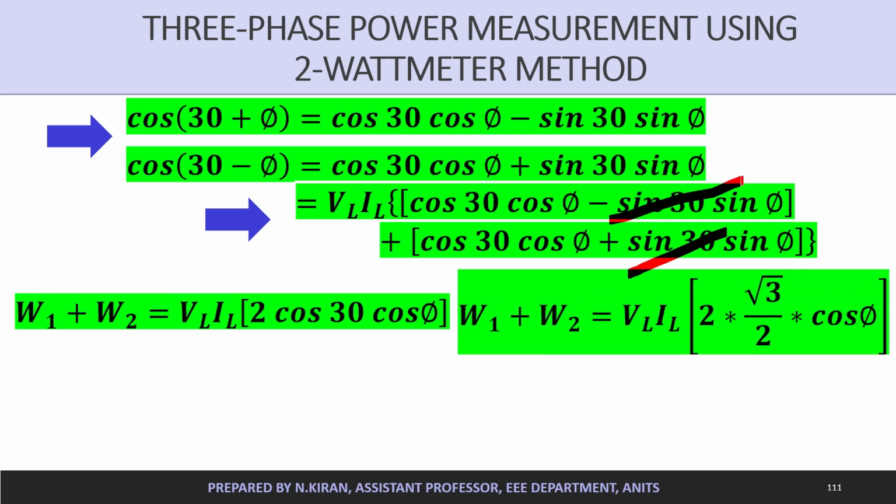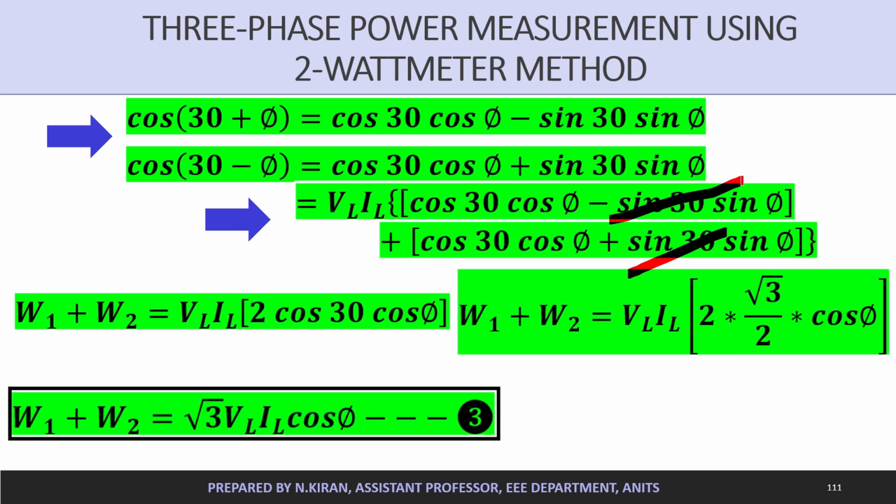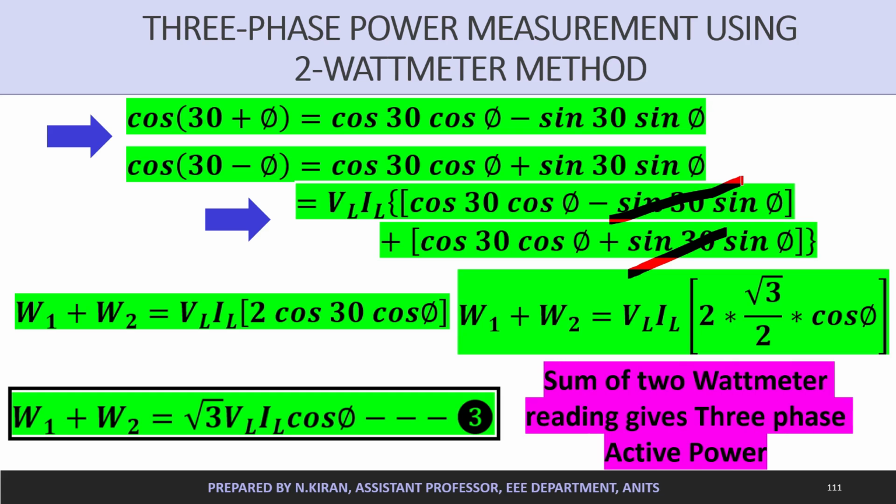We know cos 30 is root 3 by 2, which gives me the expression for W1 plus W2 to be root 3 VLIL cos phi. And we are very much aware that root 3 VLIL cos phi is the expression for three-phase power. So hence I can conclude that in order to measure three-phase power, only 2 wattmeters are sufficient, and that can be obtained by performing the addition of the 2 wattmeter readings.